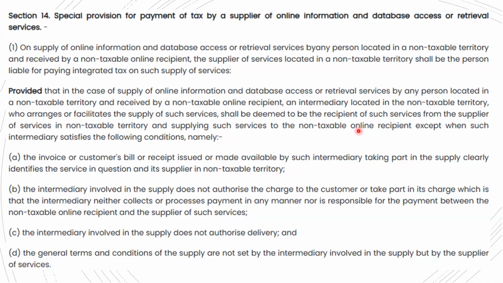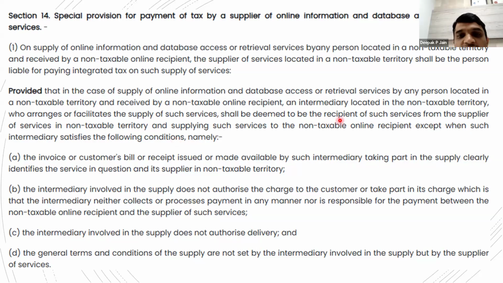Deepak, you're stopping with shall be deemed to be the recipient, but it also goes ahead and says and supplying such services. Correct. So the recipient is supplying, but they have not coined the word that he will be a supplier. No, and he is deemed to be supplying such services to a non-taxable online recipient. The deeming provision is both for treating him as recipient as well as supplying the services to the non-taxable online recipient.